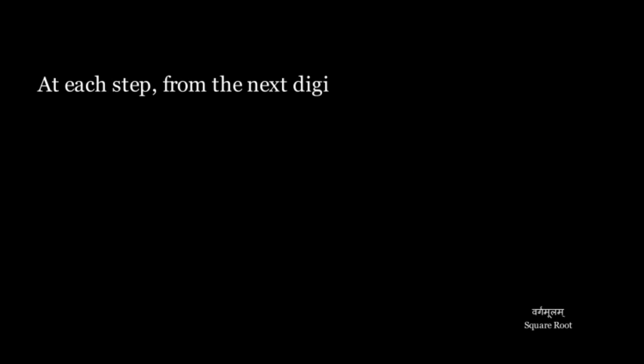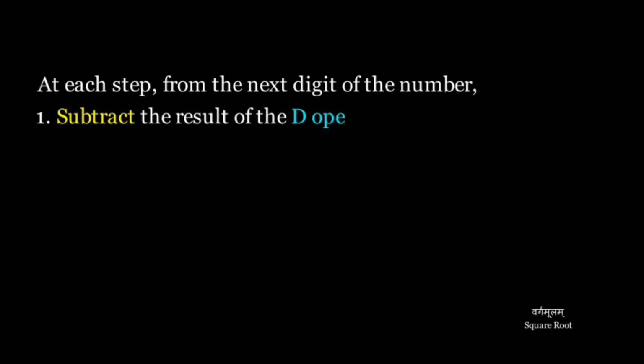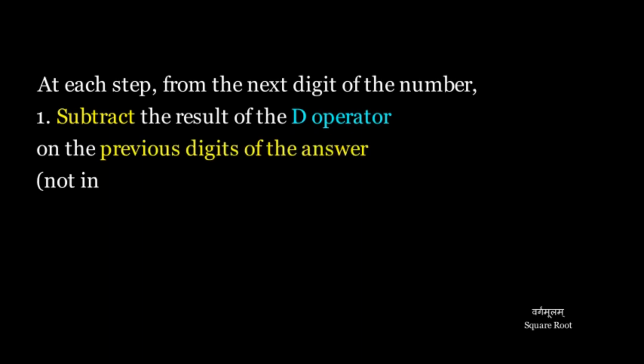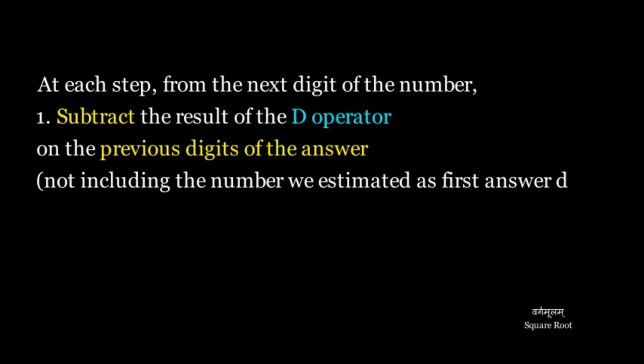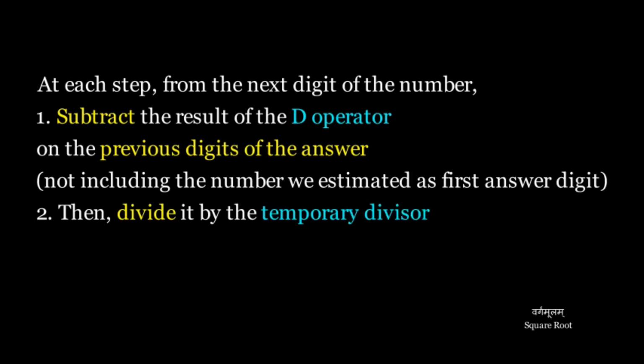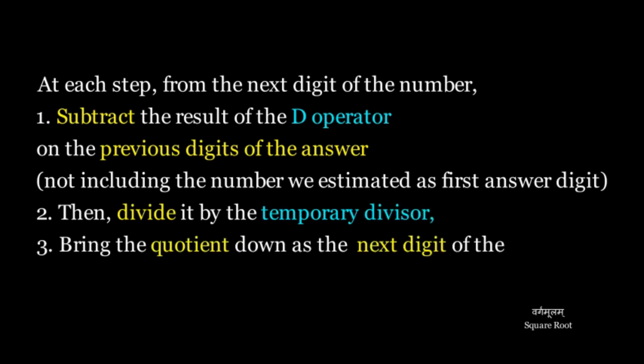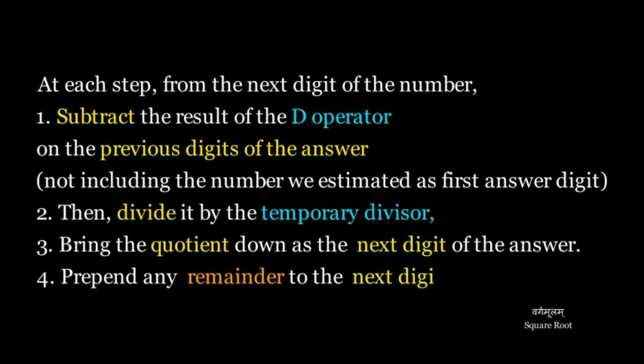At each step, from the next digit of the number, subtract the result of the D operator on the previous digits of the answer, not including the number we estimated as the first answer digit. Then divide it by the temporary divisor and bring the quotient down as the next digit of the answer. Prepend any remainder to the next digit as usual.